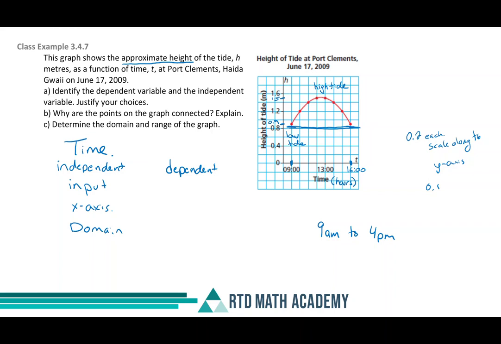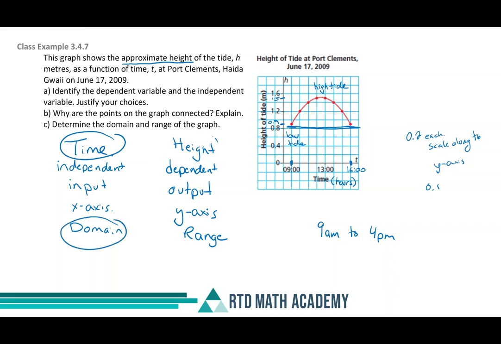is what happens as time goes by. Well, that's our output. That's along our y-axis. That's what we're going to get to our range. And in this particular case, it's height. The purpose of this was to talk about time as being our domain and height as being our range.